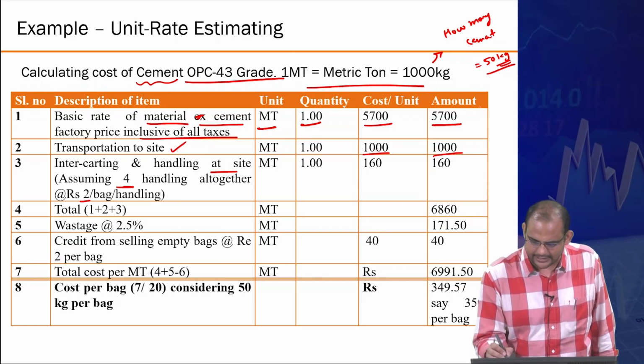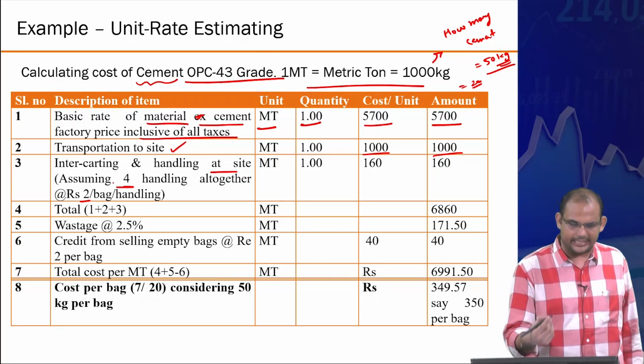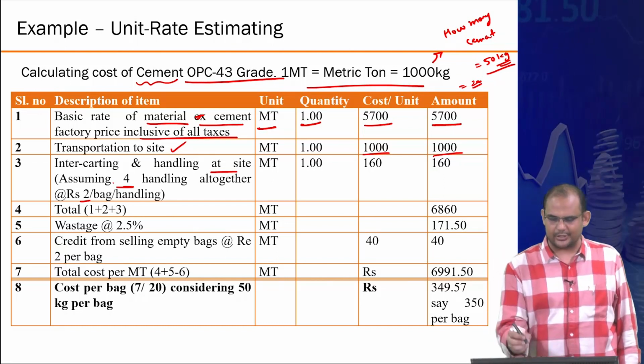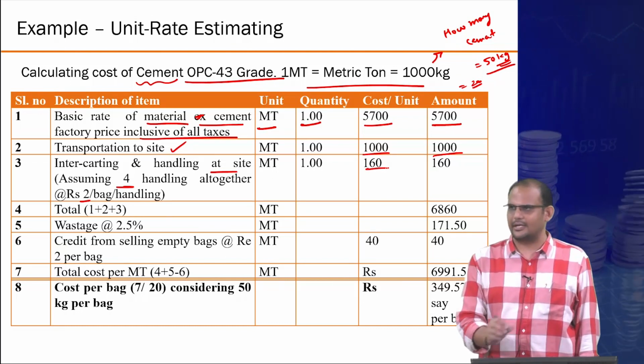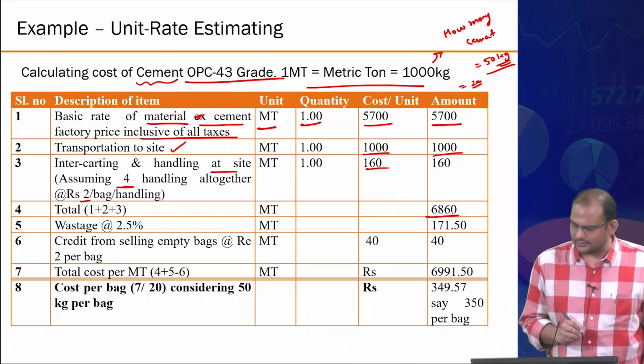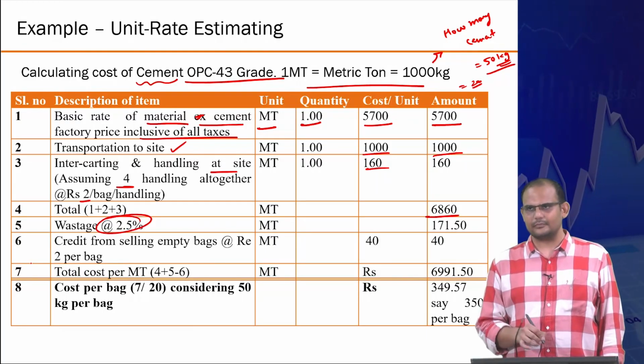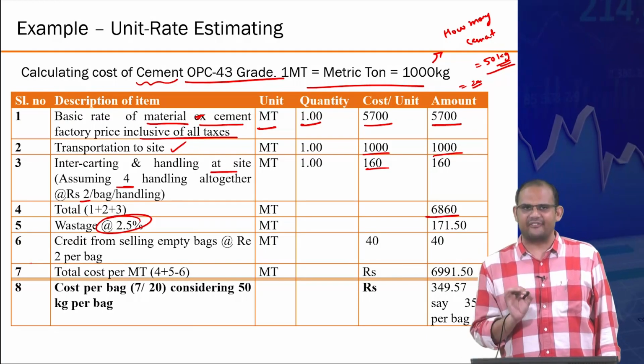So in 1000 kg, there are total 20 bags. Each bag requires 4 handlings, and each handling requires 2 rupees. So the total charge of just handling cost is 160 rupees, right? The total for this is 6,860. Some waste. On an average, you are assuming 2.5% waste.